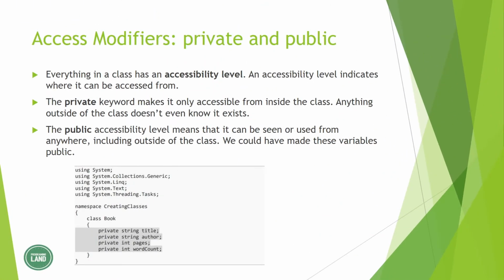Now I want to tell you about an important concept in object-oriented programming, which is access modifier. You know, everything in a class has an accessibility level. An accessibility level indicates where it can be accessed from, and we have two different modifiers, private and public. And we also have protected, but it is out of the scope here. I will tell you later on in this tutorial, but now just focus on private and public.